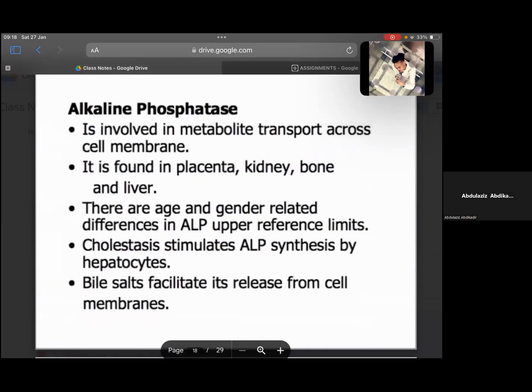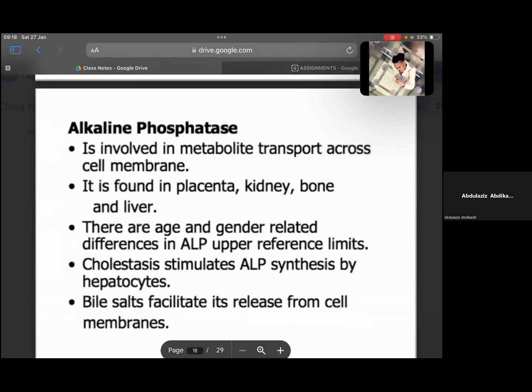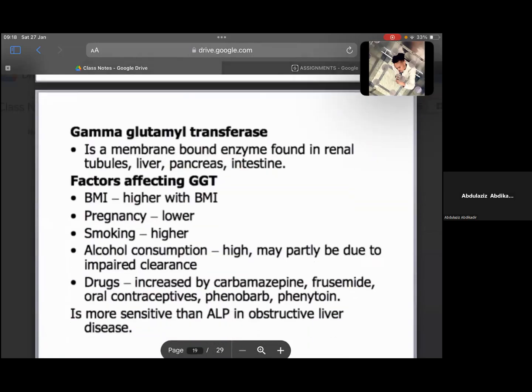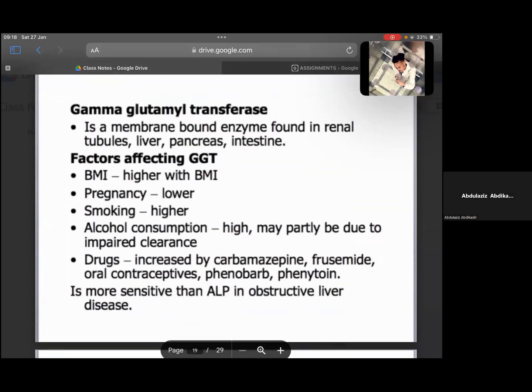The alkaline phosphatase, I insisted. Remember, it's found in the kidney, it's found in the bone. The bone, this is a question that I've seen severally. So cholestasis stimulates ALP by hepatocytes. These are markers of cholestasis. Gamma glutamyl transferase is also a marker of cholestasis, but it is more sensitive than ALP. Remember, this one is the more sensitive, the GGT.